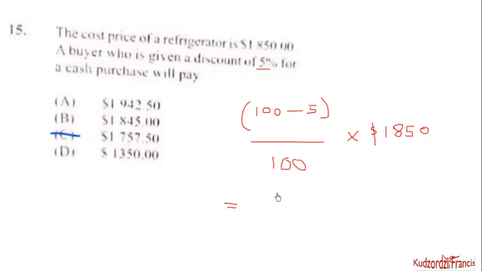Now this will be equal to 95 times, now let's look at something. 100 will go here, we'll move the decimal point back 1, 2. 100 times 18.5, and that will be 95 times 18.5, and that will be equal to, all these are in dollars, 1,757.5. So the correct answer is indeed C.